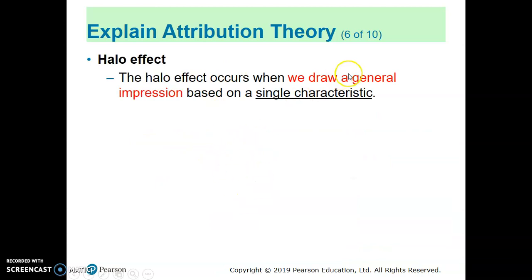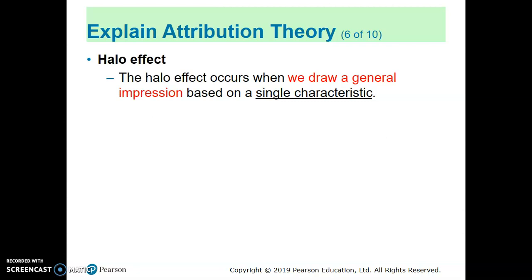The halo effect is another theory that we normally draw on when judging others. We tend to draw our general impression based on a single characteristic that is positive. There's another one called the horn effect. Horn is like a horn, it gives us some pain if we say horn. So the halo effect is something good. We tend to draw a general good impression about someone based on one single positive characteristic. With the horn effect, we tend to draw a general impression about something based on a single negative characteristic.